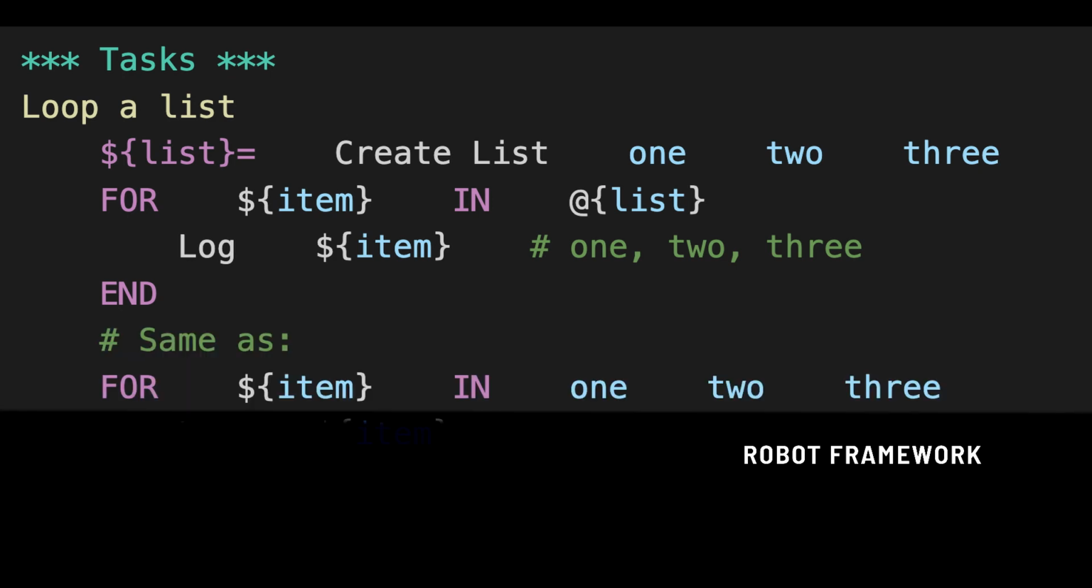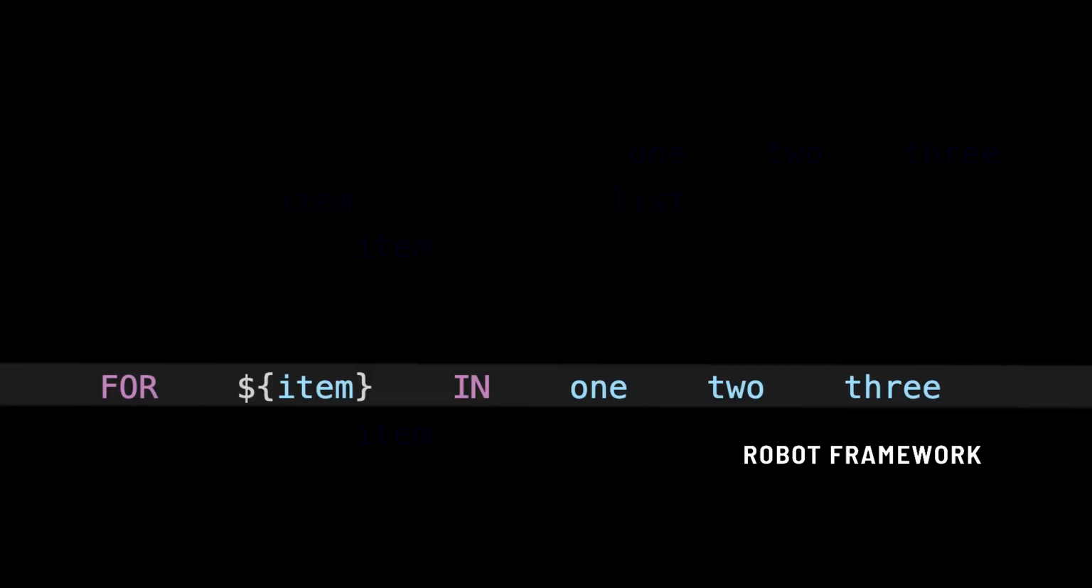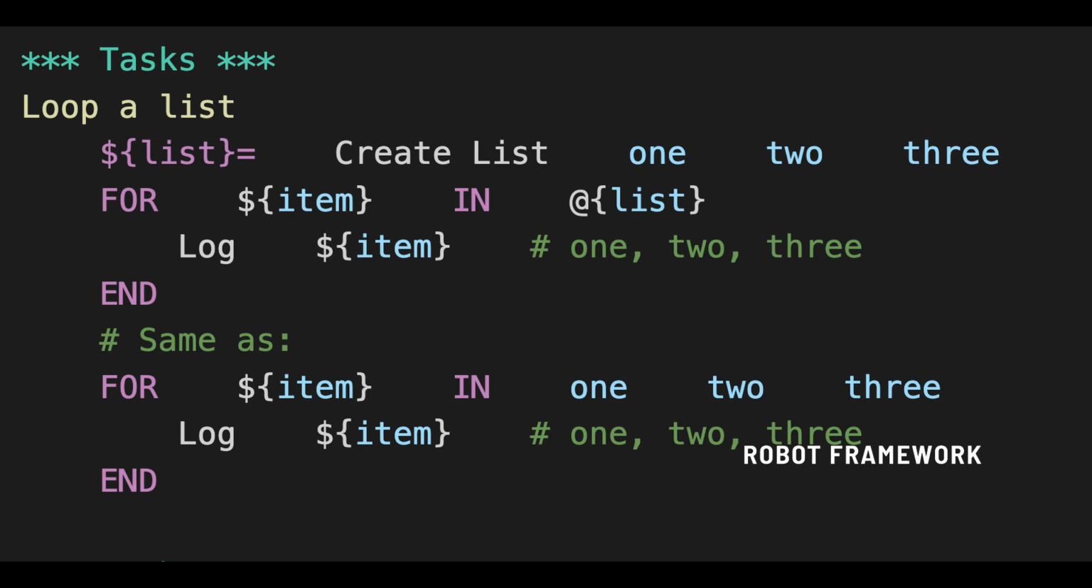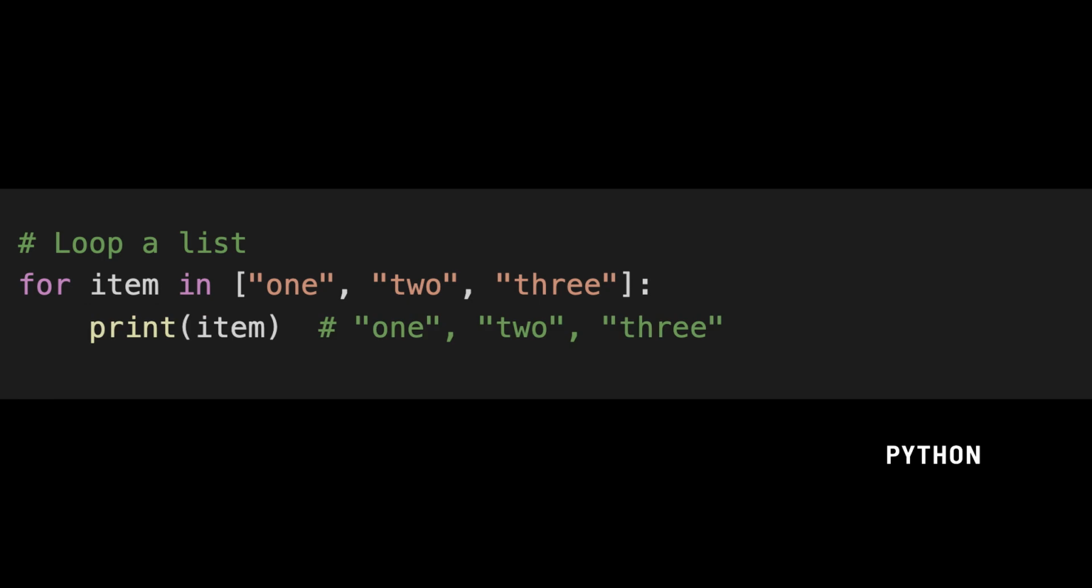Instead of a variable representing the list, you can also provide each item separately. In this case, we can provide the items 1, 2, and 3 individually. Here is the for-in construct written in Python. It looks similar to Robot Framework syntax.